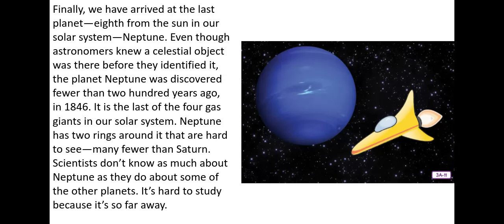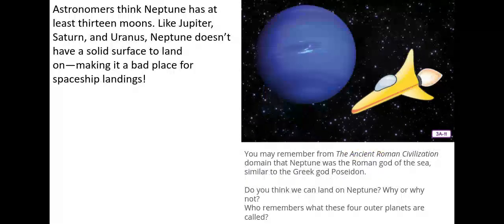Scientists don't know as much about Neptune as they do about some of the other planets. It's hard to study because it's so far away. Astronomers think Neptune has at least 13 moons. Like Jupiter, Saturn, and Uranus, Neptune doesn't have a solid surface to land on, making it a bad place for spaceship landings. You may remember from the ancient Roman civilization domain that Neptune was the Roman god of the sea, similar to the Greek god Poseidon.